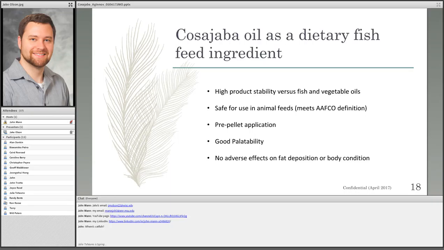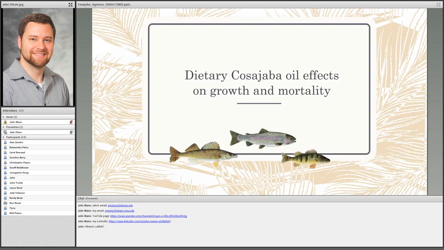Also, in our studies so far, we've seen good palatability and very little change as far as omega-3 washout in the fillets, and so far no adverse effects on fat deposition or body condition at all.